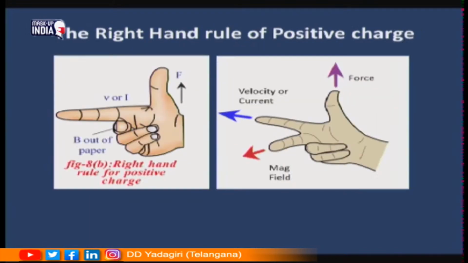This force acting on the wire can be known by the right hand rule of positive charge, which says when three fingers, index finger, thumb and middle finger, are stretched mutually perpendicular to each other such that the pointer shows the direction of current, the middle finger shows the direction of magnetic field, then the thumb shows the direction of the force acting on the wire.